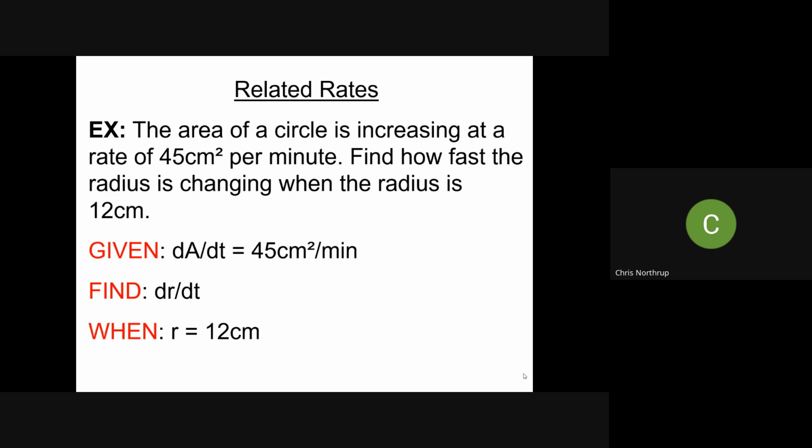Now, I'm not going to follow through on an entire example, but I really want you all to focus on the given, find, when. They're going to be different in every scenario, but if you break them down into these three parts, it will really help you out in the long run.